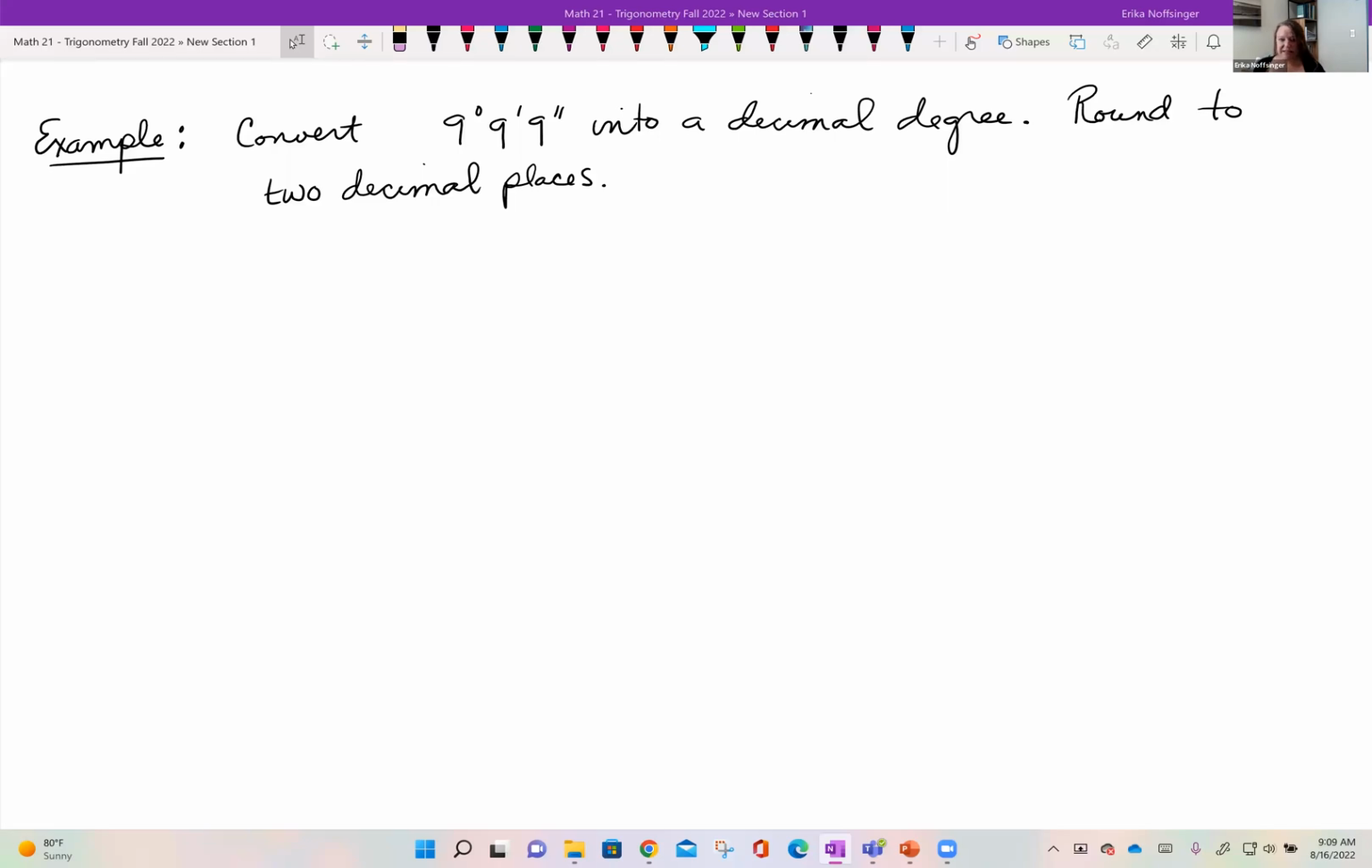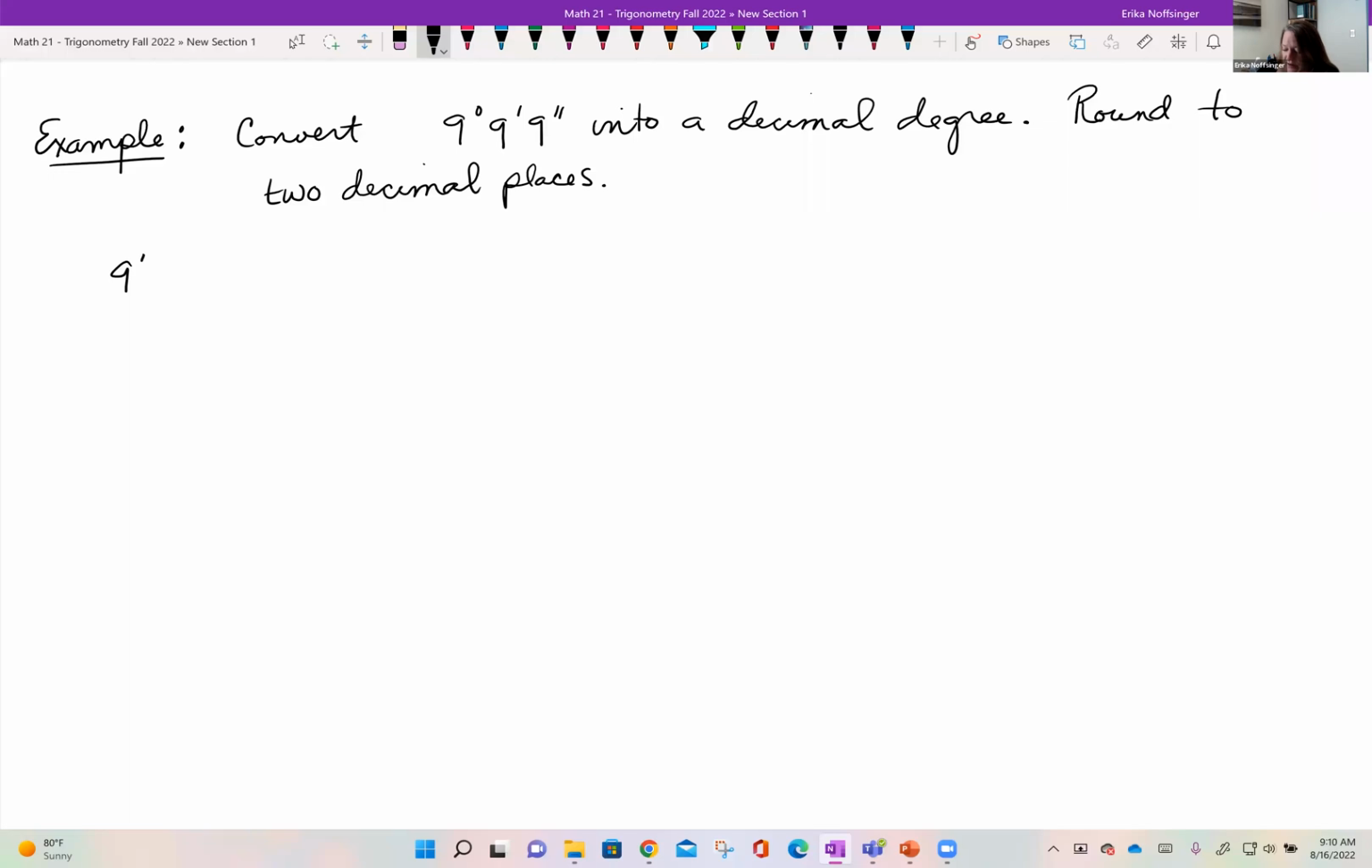Let's look at another example. This example, we're looking at 9 degrees, 9 minutes, 9 seconds. And we want to convert this to a decimal degree, and we want to round 2 decimal places. So again, you want to break this down into pieces. So ignoring everything but the 9 minutes, let's look at the 9 minutes. And let's convert that into the decimal degree.